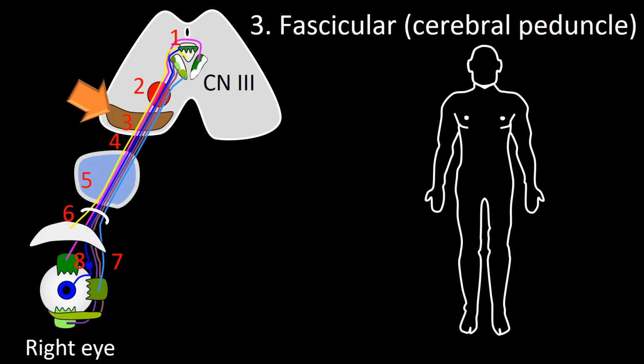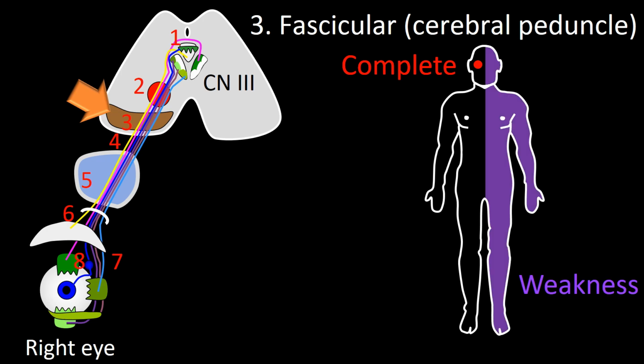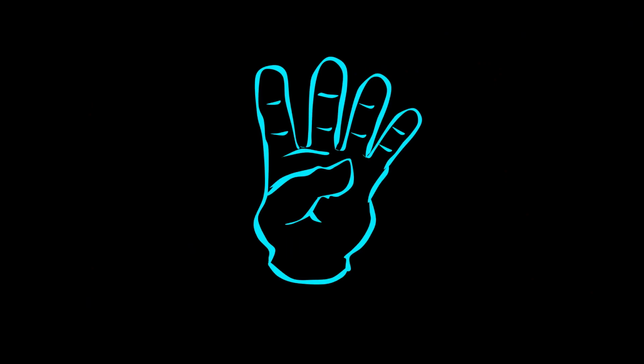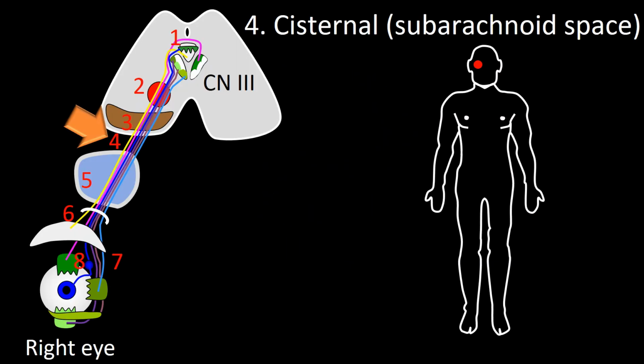Number 3, in this condition, cranial nerve 3 fibers are damaged as they go through the peduncle, involving corticospinal and corticobulbar fibers. Patients with this condition have complete cranial nerve 3 lesion and contralateral weakness. This is called Weber syndrome. Number 4, cisternal cranial nerve 3 involvement has 2 types of presentations. One called medical, the other one surgical.